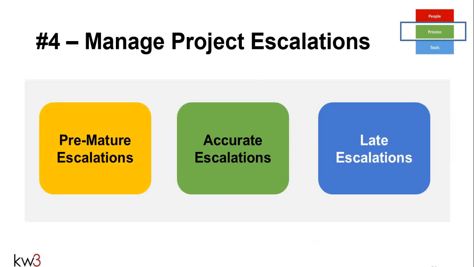Number four, the number four strategy for getting effective status reporting is really around managing project escalations. We actually dove deep on this topic during our last webinar, on how you manage project escalations. And oftentimes what we find is that escalations are based on emotion rather than fact. When we look at escalations, we categorize them in 3 different areas.